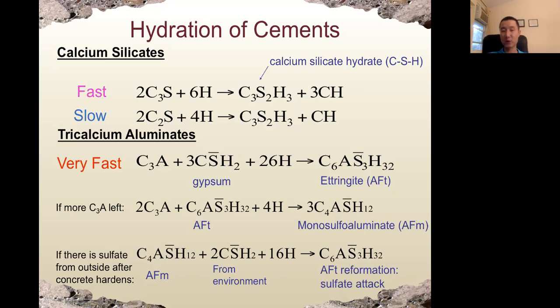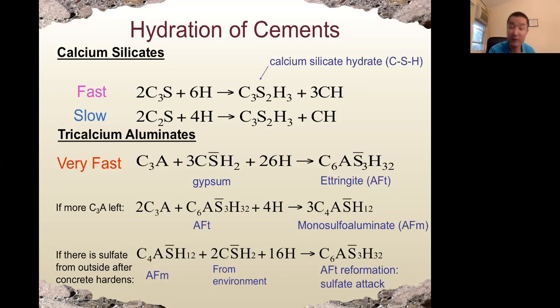So this chemical reaction will cause expansion or volume increase in the concrete. And because concrete is very brittle and very weak under tension, that will make the concrete crack if this happens after concrete hardens. So that's one of the reasons for sulfate attack. So C3A, the reaction is pretty complicated. Depending on the ratio of gypsum and C3A, we may have AFT or AFM, and it may cause sulfate attack.